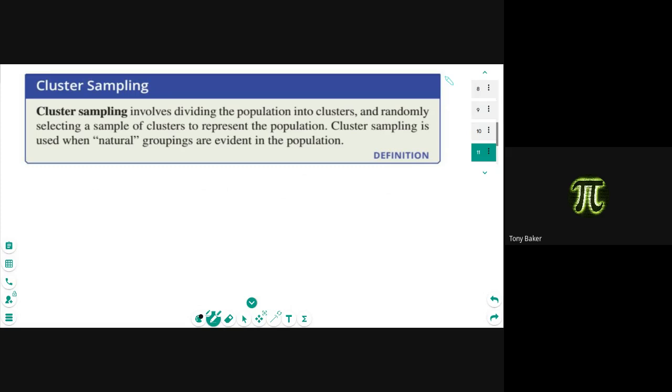A cluster sample. So we're dividing the population into clusters and randomly selecting a sample of the clusters to represent the population. Typically, clusters are natural groupings of the information or the population. I think on Monday, one of the examples I gave you was a cluster sample. What would be a natural grouping of the students at Three Rivers?